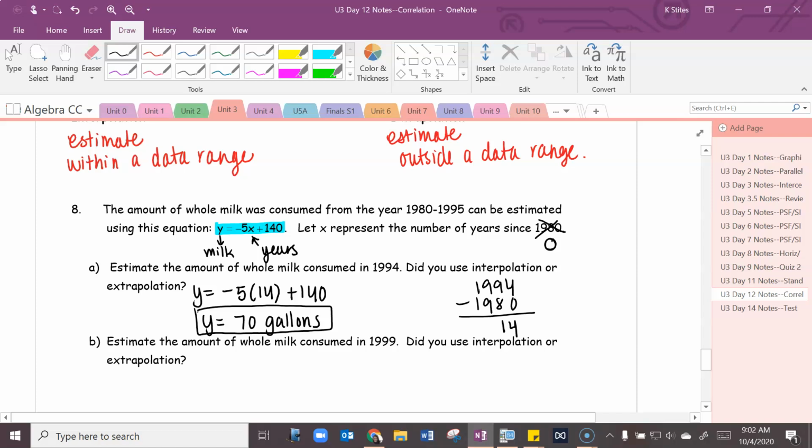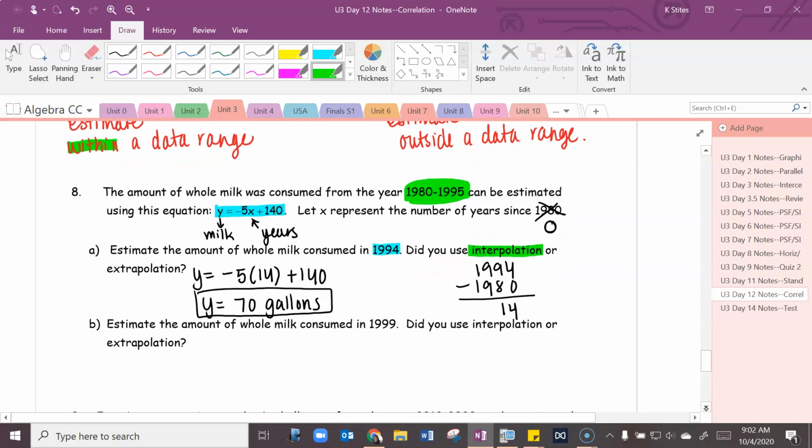All right, so now did we use interpolation or extrapolation? Here's how we find this out. Our year is 1994. The year range that was given to us was 1980 to 1995. So we're going to check. 1994 is within this data range. Because it's within, this would be interpolation. Okay, interpolation, estimate within a data range. Okay, let's try another one.